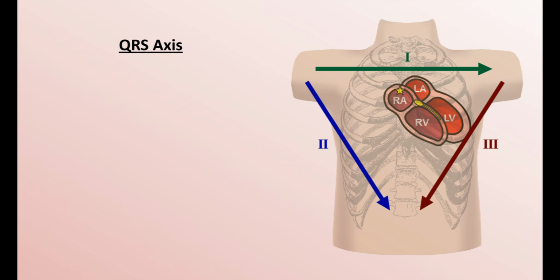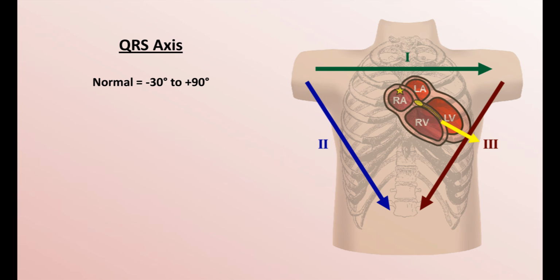Ventricular depolarization originates from the Purkinje fibers, such that net depolarization within the right ventricle is directed down and slightly to the right, while net depolarization within the left ventricle is directed slightly up and to the left. The overall QRS axis lies somewhere between, with a relatively wide range of normal spanning negative 30 to positive 90 degrees.